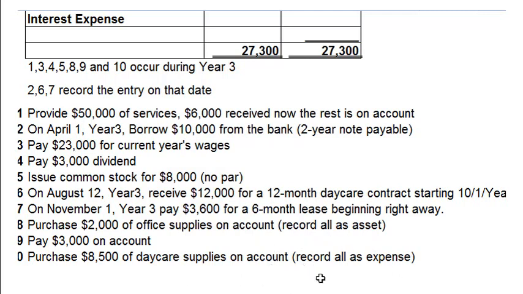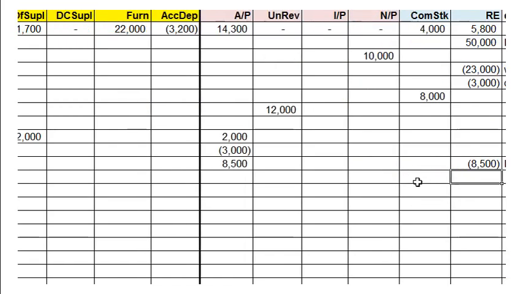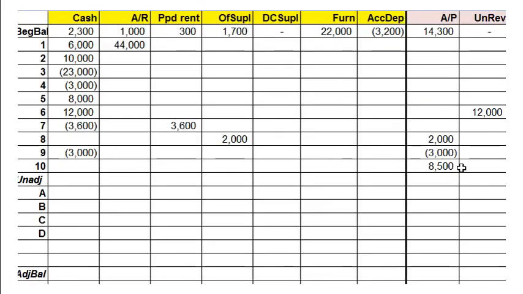So let's do transaction 10, and this time we're going to record the full cost as an expense. Once again, we're increasing accounts payable by $8,500. The other side of the transaction, instead of creating an asset by increasing daycare supplies by $8,500, we've expensed the full amount here. So we have $8,500 as an expense, daycare supplies expense. The daycare supplies asset account still has a zero balance in it. The increase and decrease in this case are both on the right-hand side of the equation, but the transaction balances.